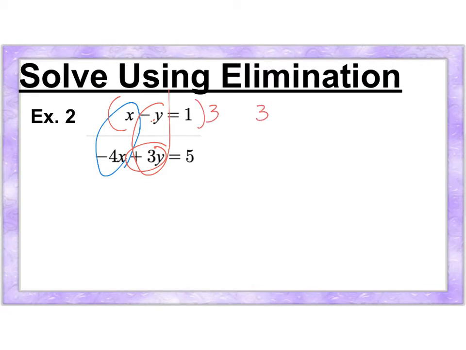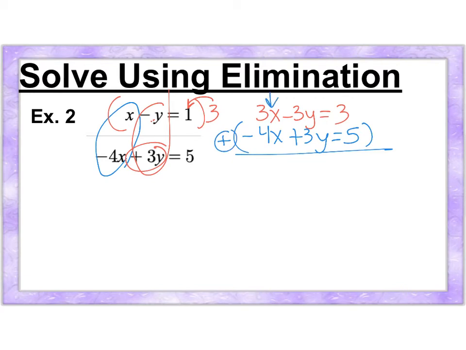So this becomes 3x minus 3y equals 3. Common mistake is to forget to multiply by that number. And then my other equation, negative 4x plus 3y equals 5. I kept that the same. And now I'm going to add down.